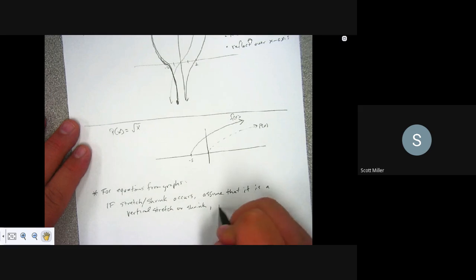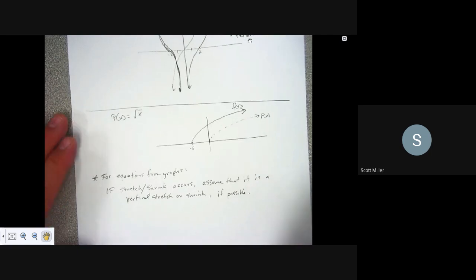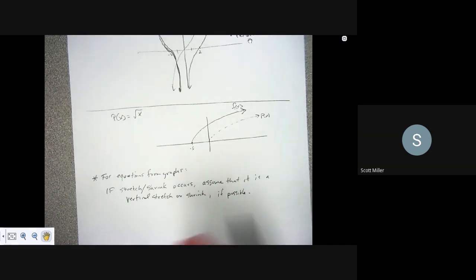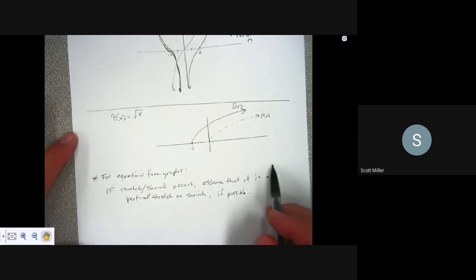And then always, if possible. It's very difficult to identify a horizontal stretch or shrink from a picture that you're trying to get. It's just easier to look at it as a vertical stretch or shrink and try and find that number, because they are related in some fashion. So that would be my hint to you for looking at drawing graphs, equations from graphs.